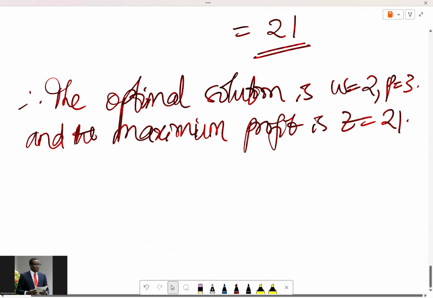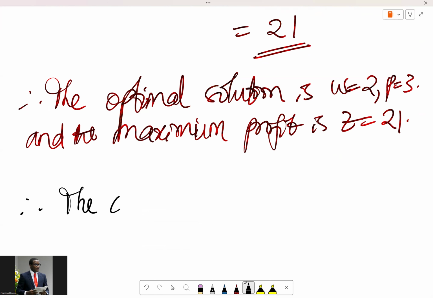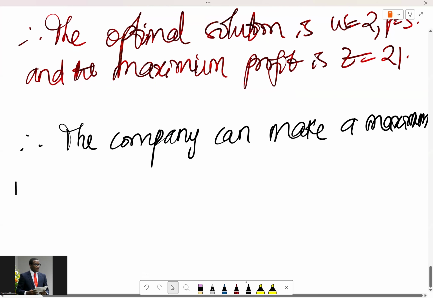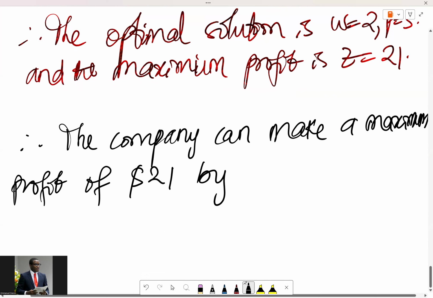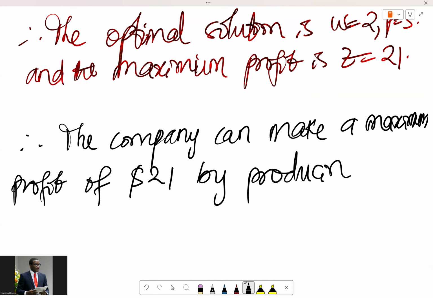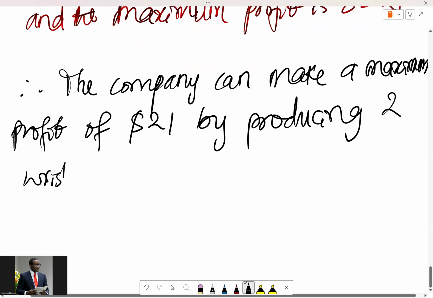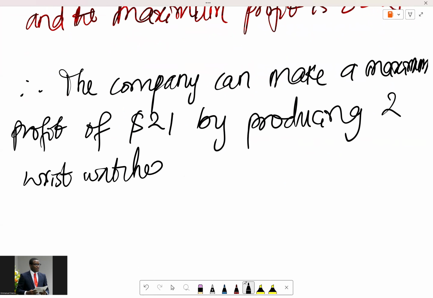So now, based on your recommendation, based on what you have done, you can say, therefore, the company can make a maximum profit of $21 by producing two wristwatches and 3 pocket watches.